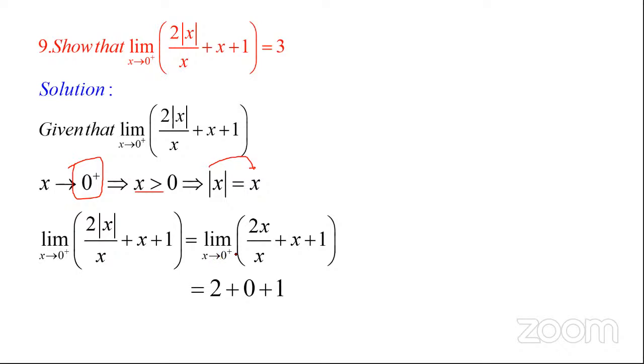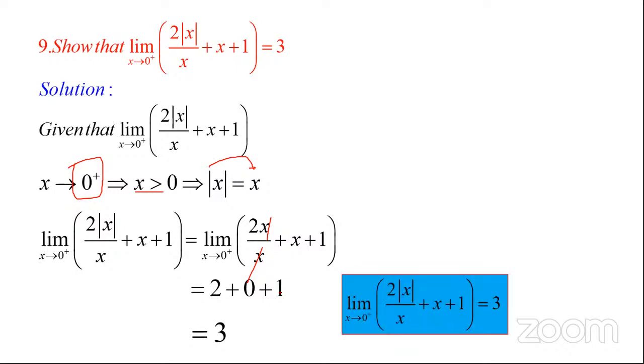Just apply it. So x and x will get cancelled. Apply the limit, then 2 plus 0 plus 1 is nothing but 3. This is the answer. Simple. So very short answer. And the next question.